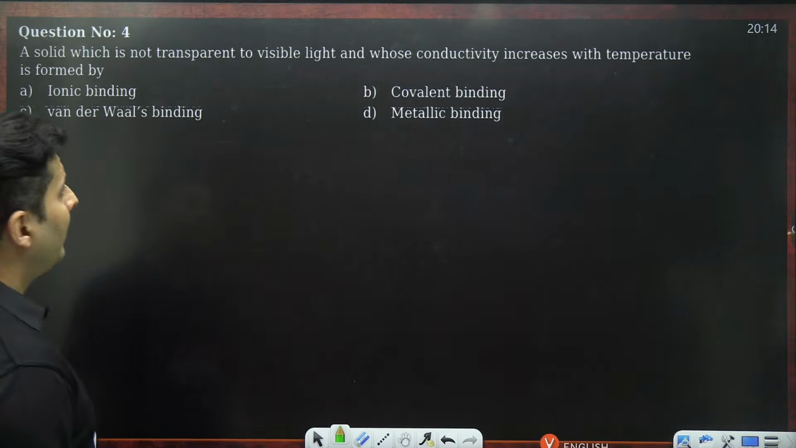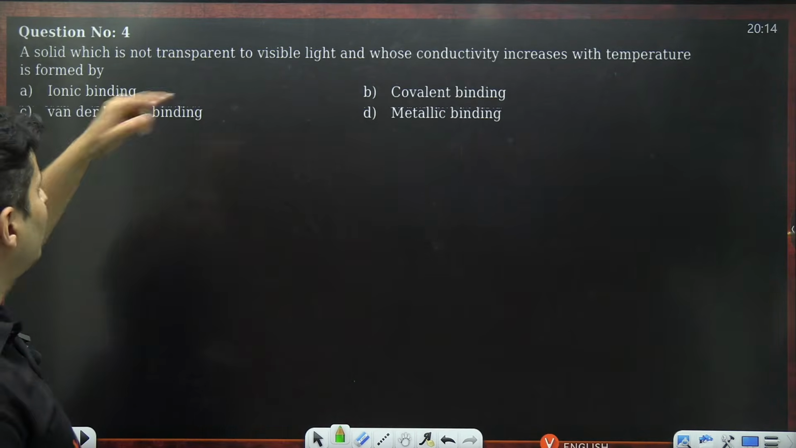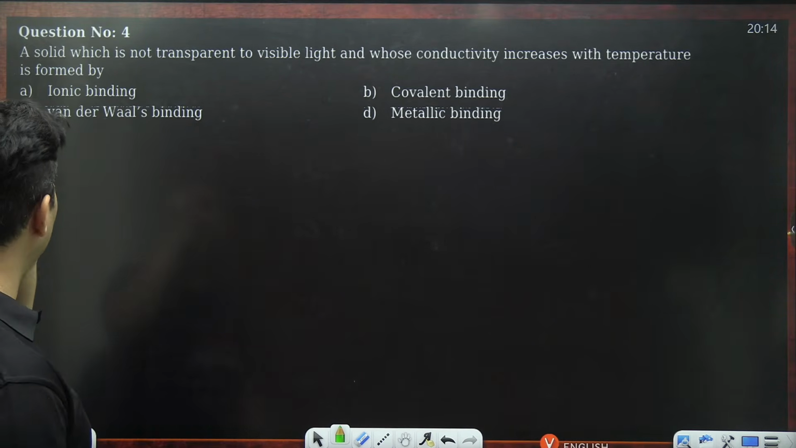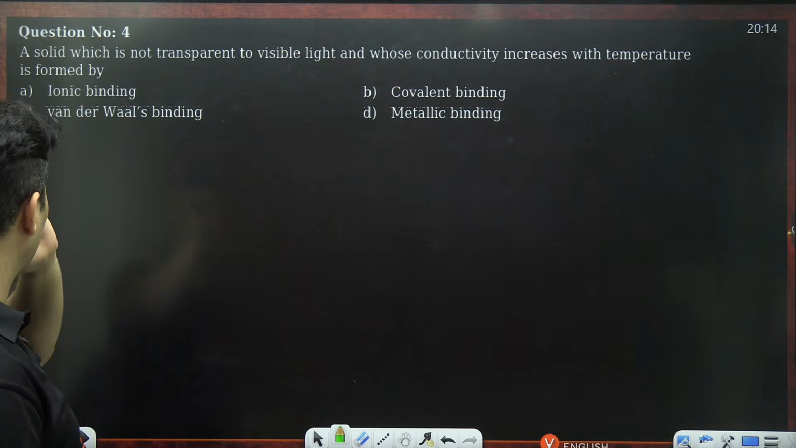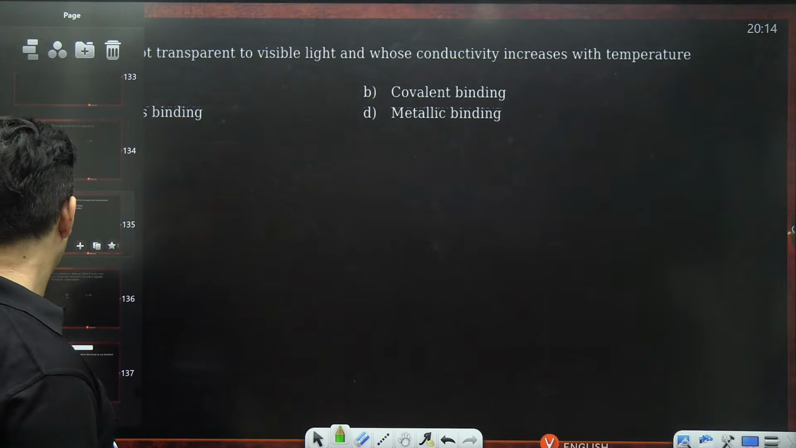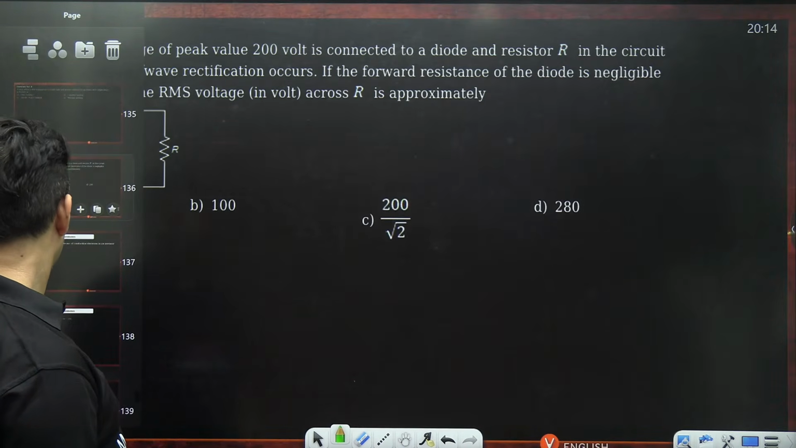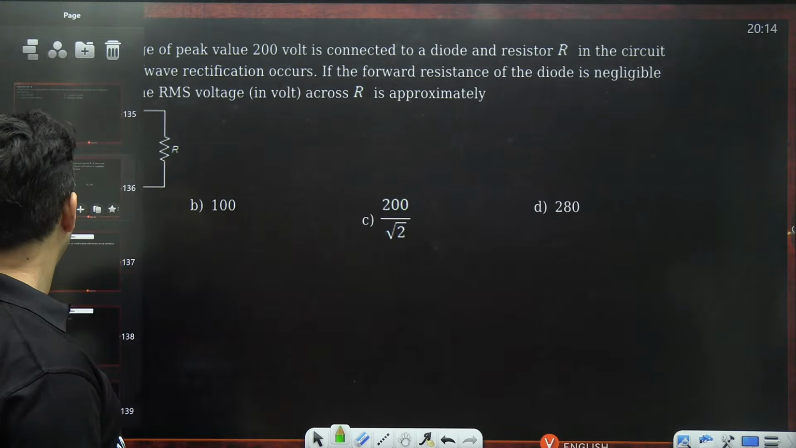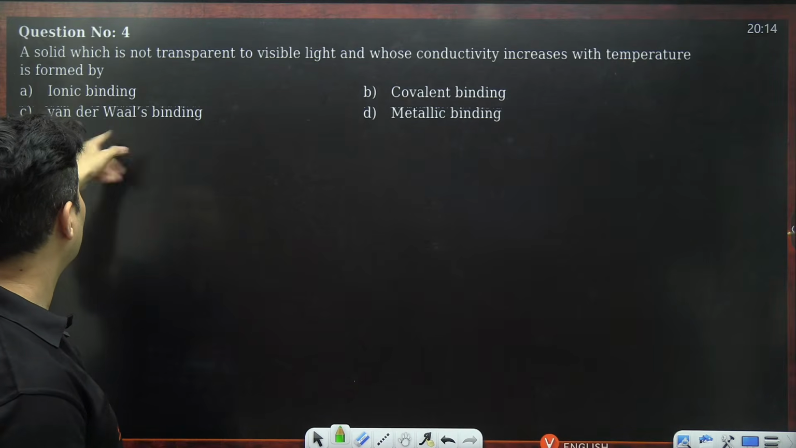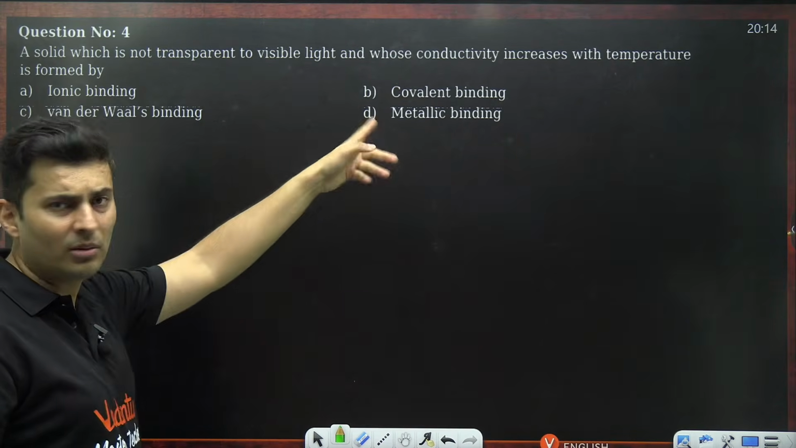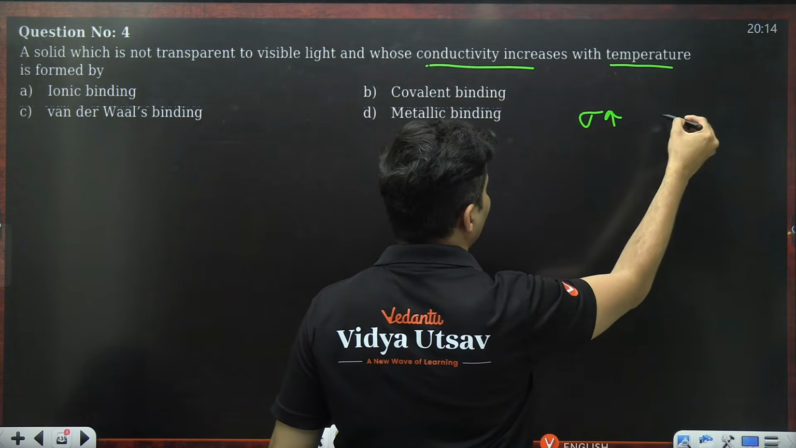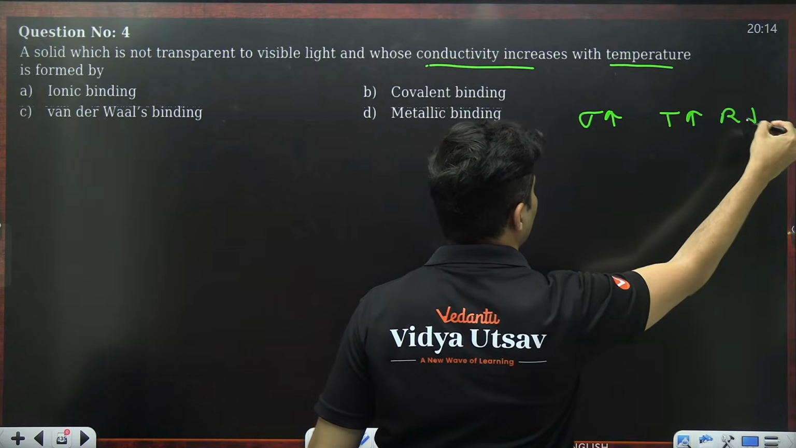A solid which is not transparent to visible light, that means it is opaque, and whose conductivity increases with temperature is formed by ionic bonding, covalent bonding, van der Waals bonding. For that, the answer is covalent bonding, guys. Metallic and ionic is not the answer. It's not van der Waals. It is covalent bonding. Basically, if conductivity increases with temperature, resistance decreases.